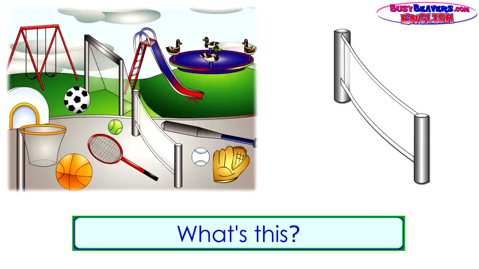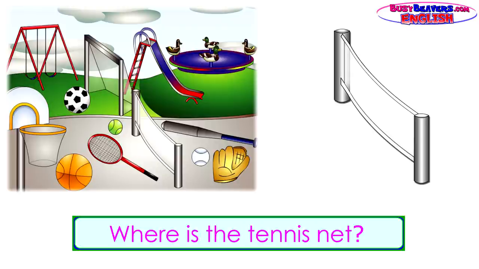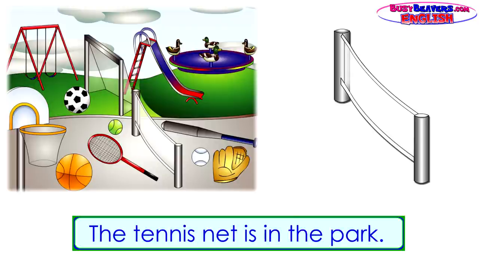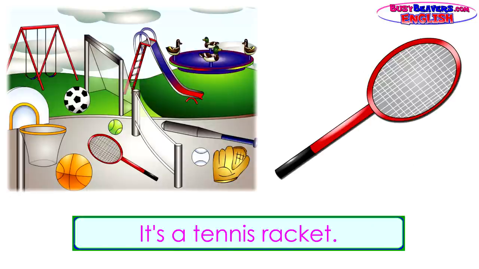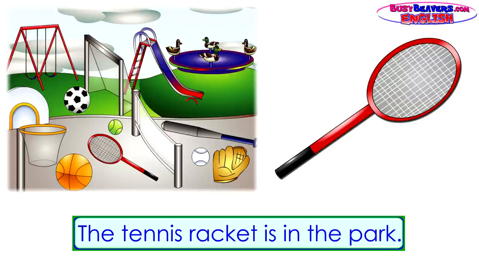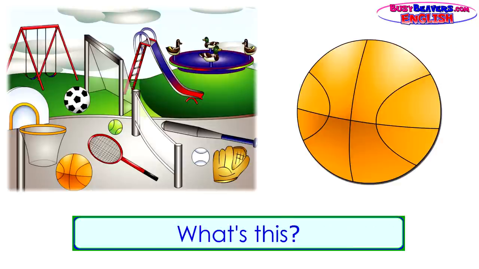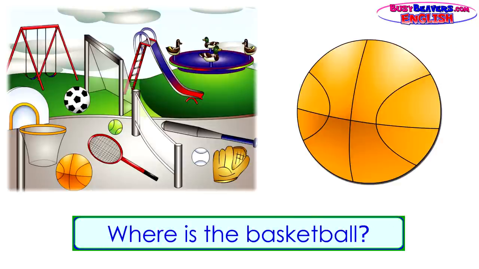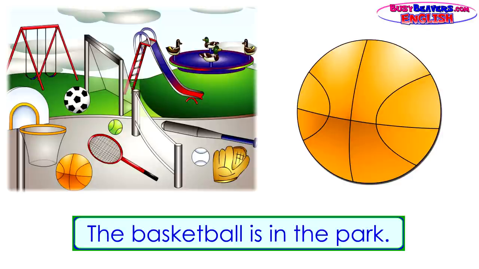What's this? It's a tennis net. Where is the tennis net? The tennis net is in the park. What's this? It's a tennis racket. Where is the tennis racket? The tennis racket is in the park. What's this? It's a basketball. Where is the basketball? The basketball is in the park.